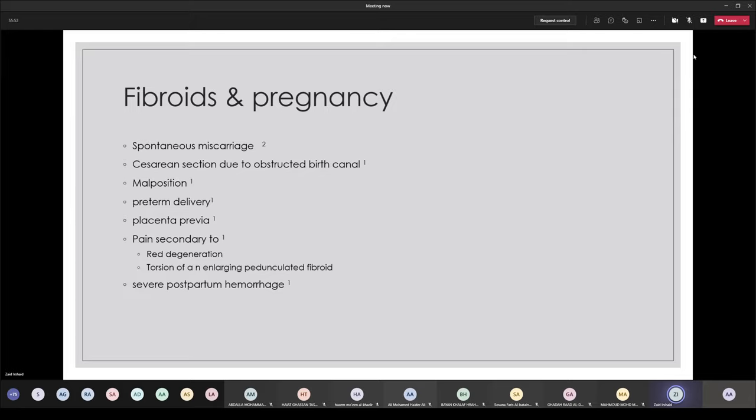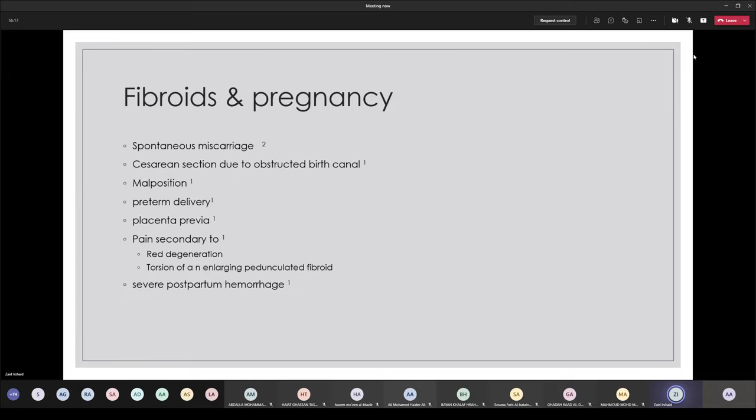In general, one of the unique presentations of fibroids is their presentation in pregnancy. As we said before, they can cause a miscarriage, and they can increase the risk of cesarean section, whether due to obstruction of the birth canal, placenta previa, or abnormal lie or malposition.